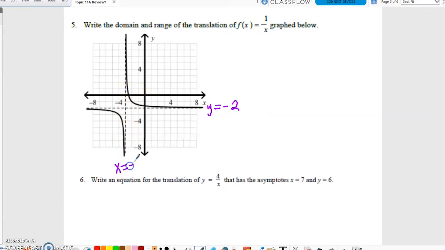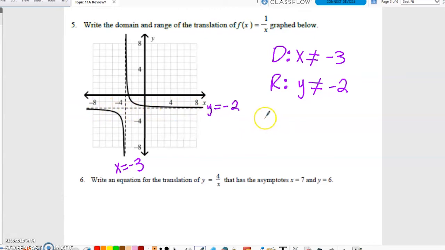X equals -3. And so because that is where my asymptotes are, those values cannot be included in my domain and range. So for this, my domain is going to be x cannot equal -3, because again, -3 is where that asymptote is located. For range, same idea. It's going to be y cannot equal -2, because again, -2 is where that asymptote is located.